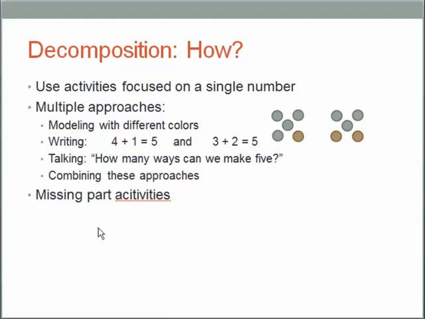Another key way to have kids think about decomposition is missing parts. You say, okay, kids, we have 5 things. If you see these 4 green things, how many are missing? And they have to think about that, and they start to think about how 5 is really made up of several parts. And that foreshadows subtraction, of course.